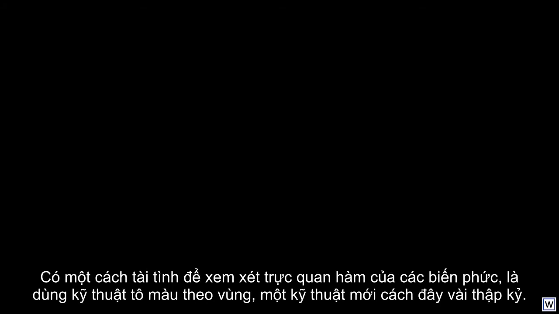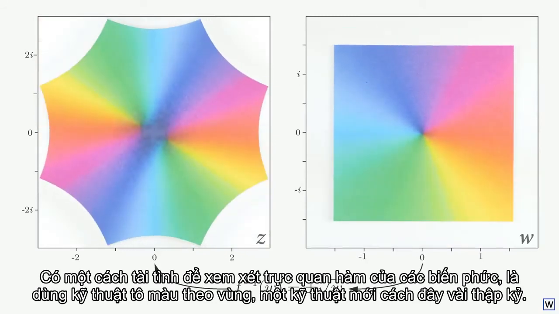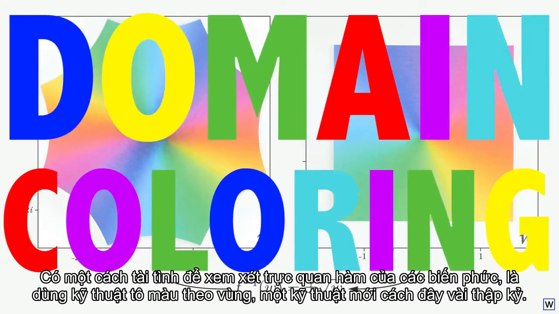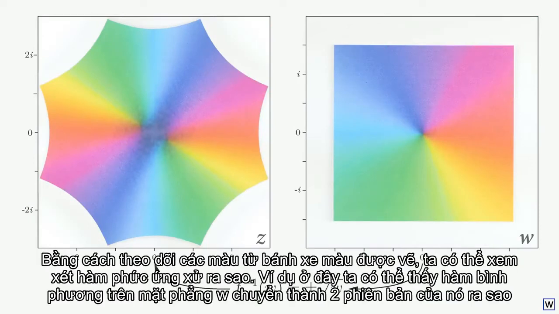If you're still watching, here's a quick bonus feature. A very slick way of visualizing functions of complex variables is to do this. This technique is called domain coloring, and it's only a couple of decades old. By following where the various colors from our color wheel are mapped, we can learn a tremendous amount about how our complex function works. For example, we can really get a feel here for how the square root function unfolds our w plane into 2 copies of itself.